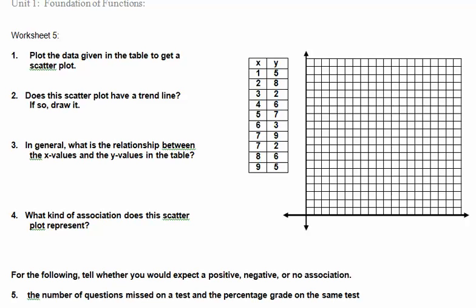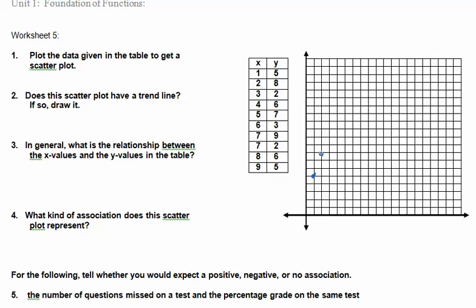All right, worksheet 5. For worksheet 5, we're going to start by plotting the data given in the table to get a scatter plot. A scatter plot is just all of the points. So what you have to do is go x is 1, y is 1, 2, 3, 4, 5, then 2 and 8. So 2, there's 5, 6, 7, 8.